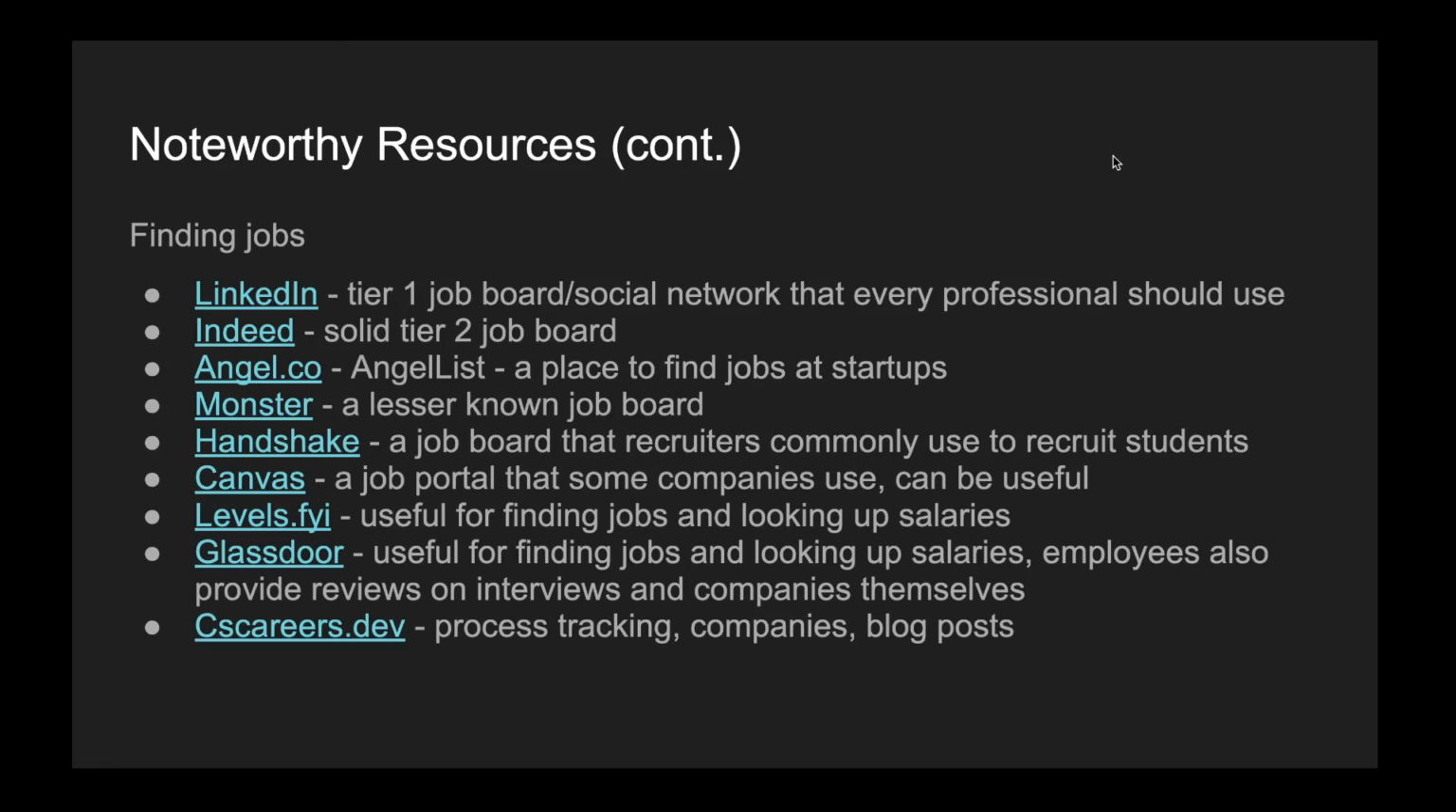But even if they're not like that, you should put any side project that you have on your resume. Just anything to show that you have some sort of passion about the field.